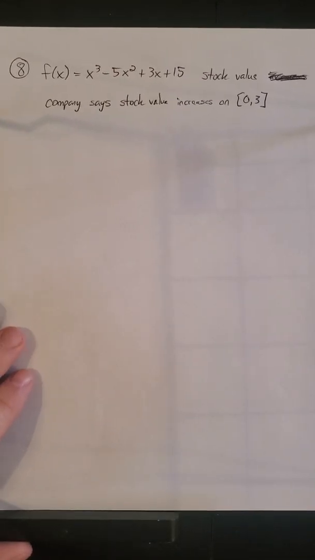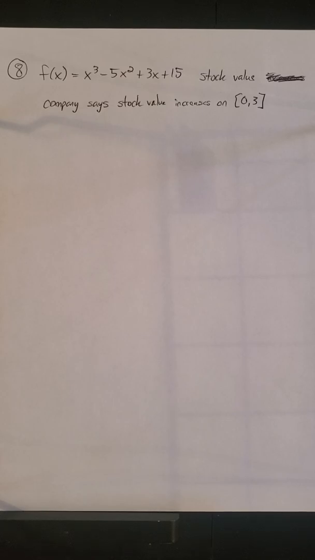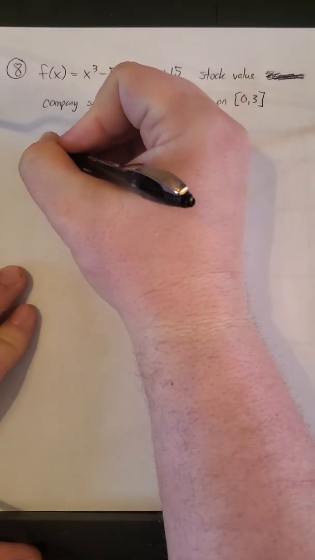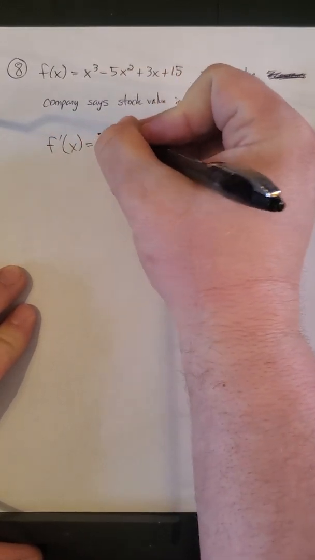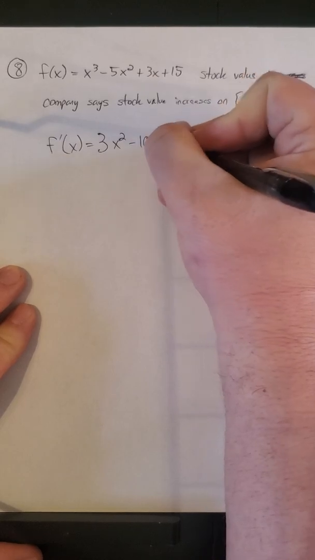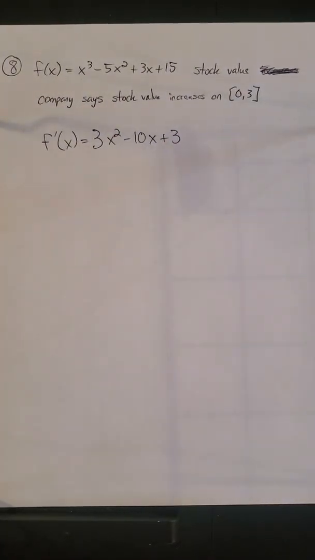And the company is saying that the stock value increases on the interval 0 to 3. So what you need to do is to determine that. And determine increasing and decreasing, that's using the first derivative. So take the first derivative. That'd be 3x squared minus 10x plus 3. When you take the derivative here, term by term, doing that rather quickly, but it's just the power rule.